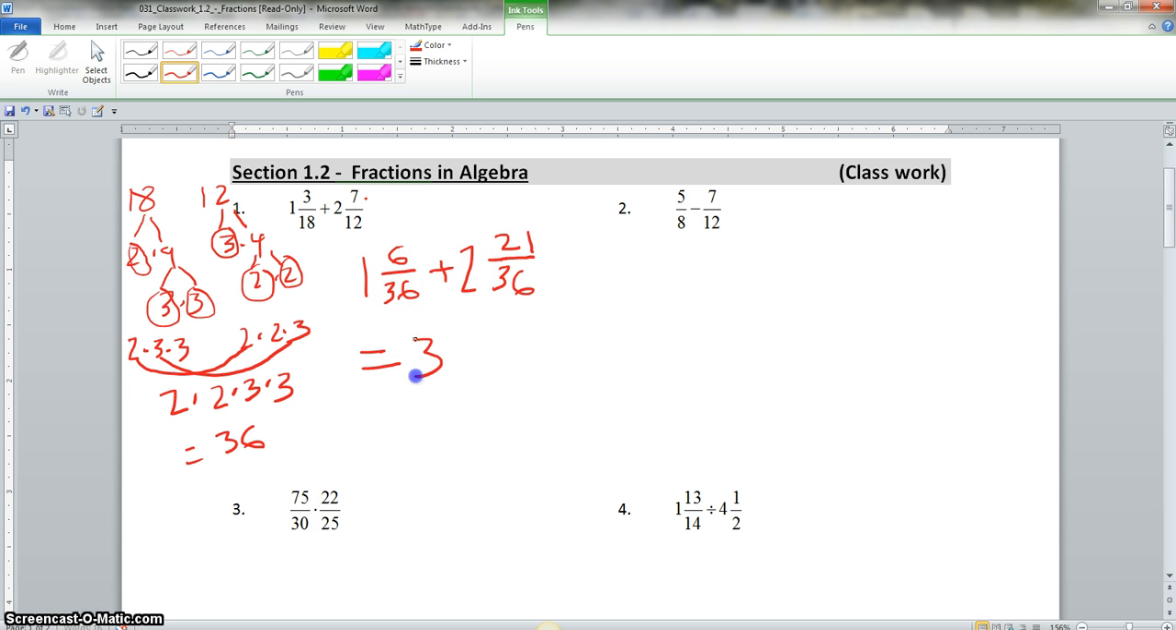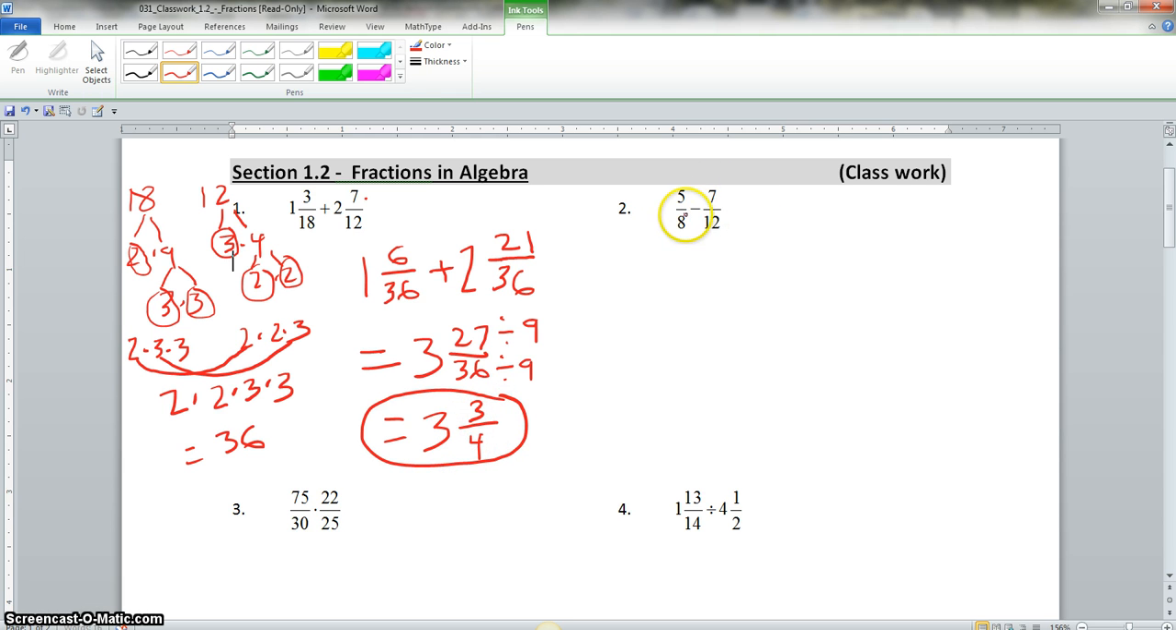So we will add the whole numbers here, or the integers. 1 plus 2 is 3, and then we will add the fractions. Our denominator would stay 36, and 6 plus 21 is 27. Now what we have to figure out is, first of all, is this fraction an improper fraction? It is not. Do the numerator and denominator have anything in common? Yes, they do. They both have 9 in common. So we could divide the numerator and denominator by 9. 27 divided by 9 is 3, and 36 divided by 9 is 4. So your final answer here is supposed to be 3 3/4.